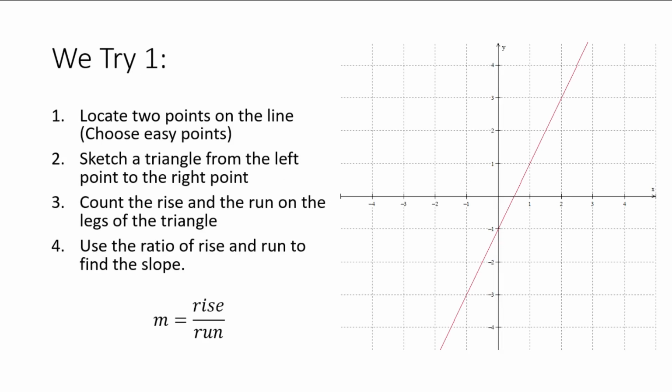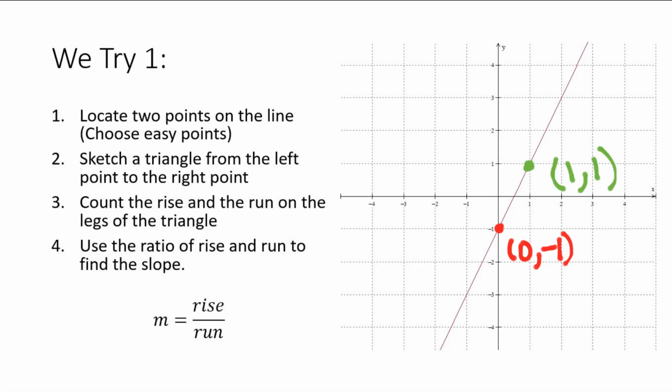Okay, so first thing we want to do is locate 2 points on our line. Let's choose some easy ones. So I'm going to choose this one right here. This point, by the way, is 0 in our x, negative 1 in our y direction. Let's choose another easy point. This one looks pretty close and easy. This is the point 1 in our x direction, 1 in our y direction.